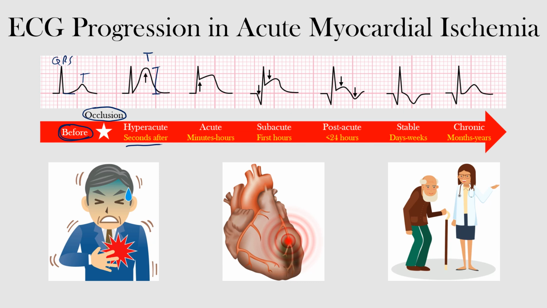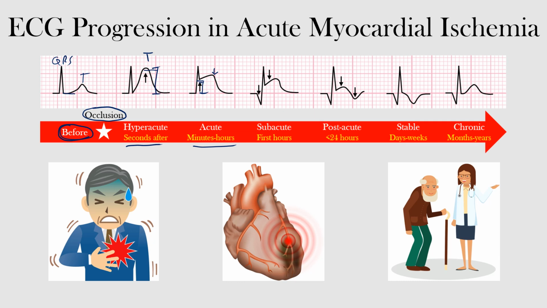Now in the next minutes to hours after the occlusion, the hyperacute T waves diminish and the ST segment becomes elevated. Okay, now we're in the acute phase, so minutes to hours later, what we have going on is now our ST segment is going up. So now we have ST segment elevation, and our T waves that were up here start to diminish a little bit. So that's the acute phase, minutes to hours later.